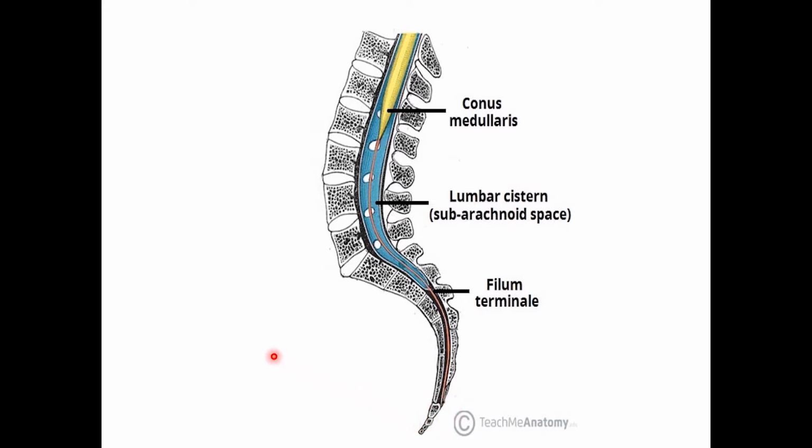This disproportion between the length of the spinal cord and the vertebral column is because the spinal cord finishes growing around the age of 4, while the vertebral column continues till the age of 14 to 18, so the vertebral column is longer than the spinal cord.